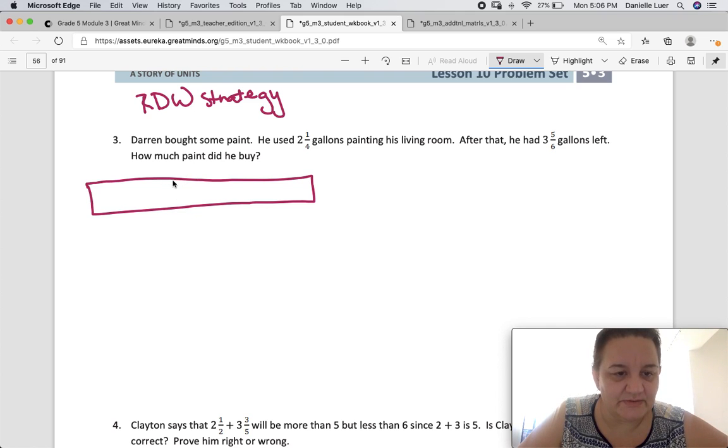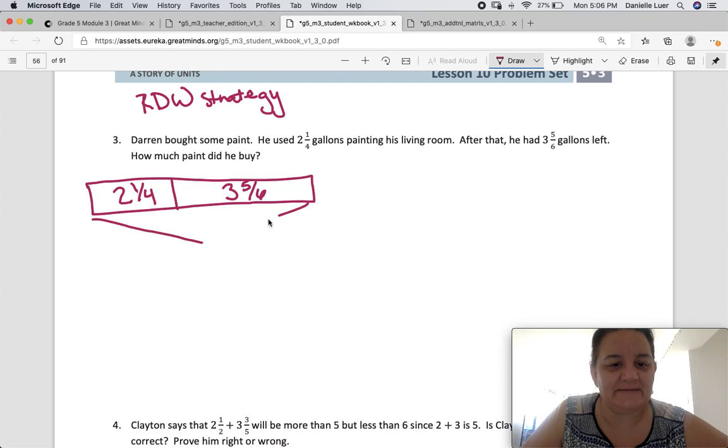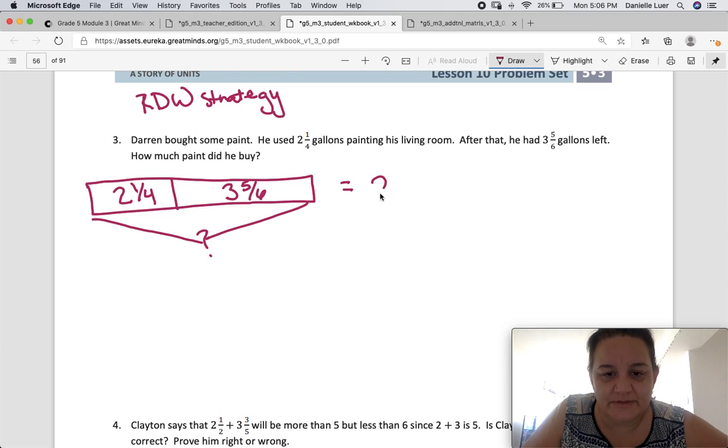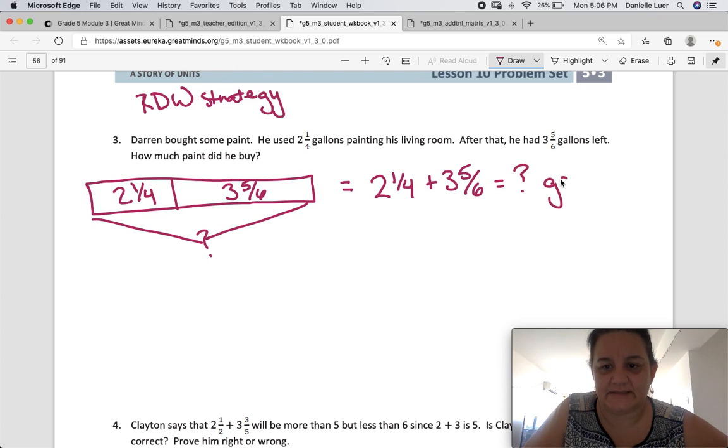So we know he used 2 1/4 gallons. After that, he had 3 5/6 left. How much paint did he buy? Okay, so we read it, we drew a picture to help us understand, and now we're going to write out an expression and solve it numerically. So 2 1/4 plus 3 5/6 equals how much he bought in gallons, right?